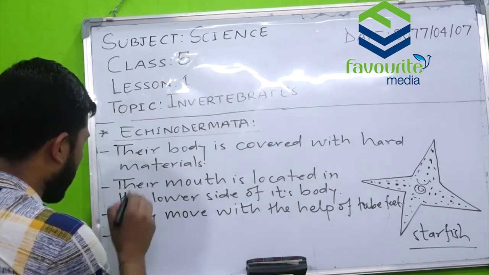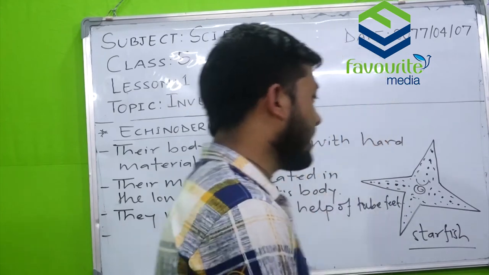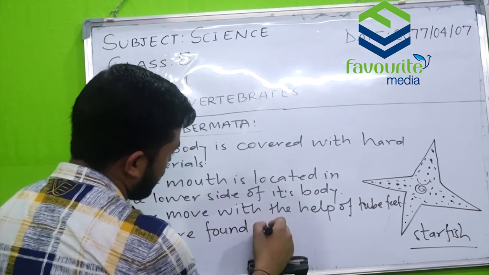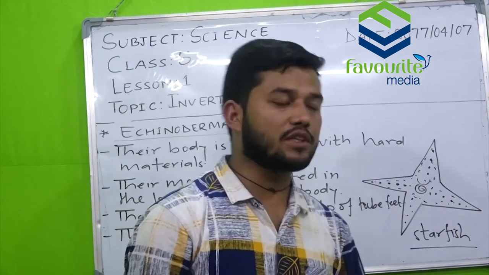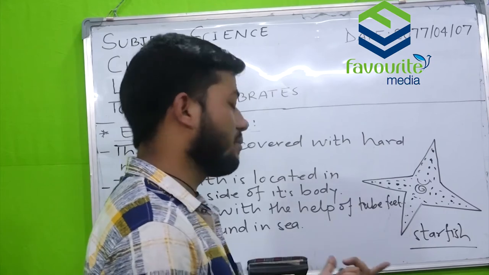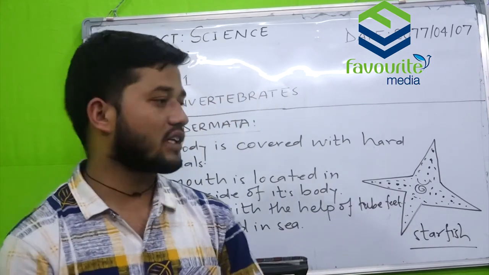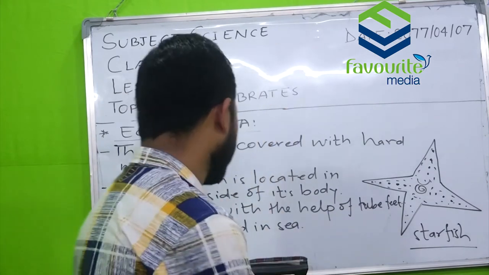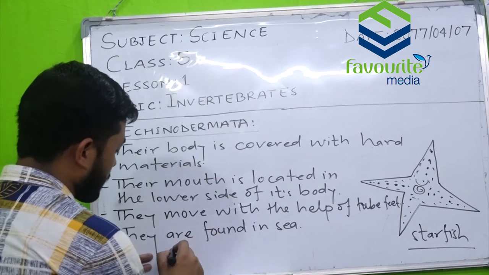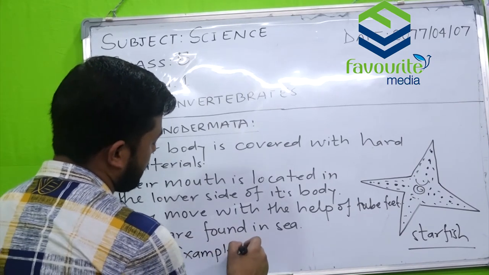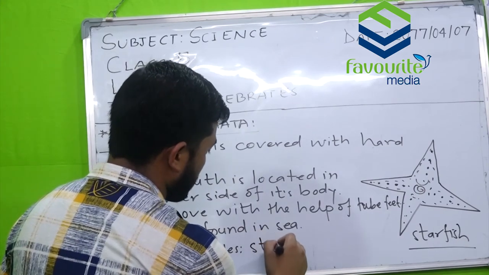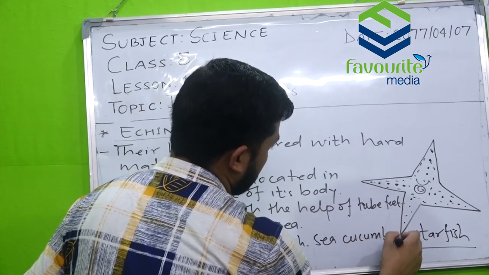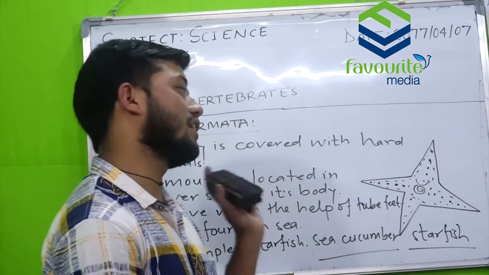And the last characteristic of the group Echinodermata is they are found in the sea. It means the animals of the group Echinodermata can be found in the sea, a large mass of water. In the large mass of water, we can easily find the animals of the group Echinodermata. For example, starfish, and another is sea cucumber. These two are the main examples of the group Echinodermata.